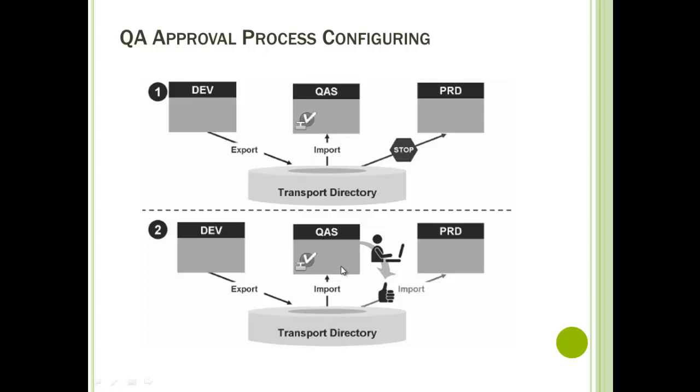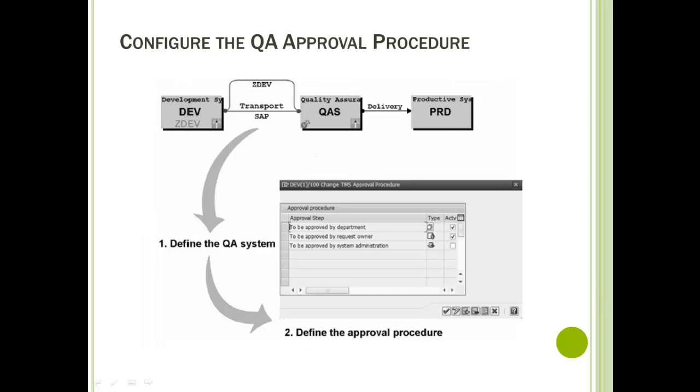So once you have completed your testing in QA, then the approver of the TR will go to the QA system and say, yes, this can be imported. They will give you the approval. Then it will be available for import in the delivery system, in the production system. Okay, that is the QA approval process.